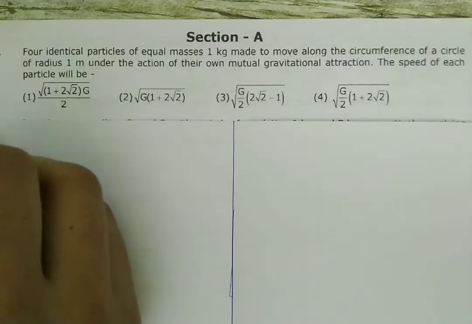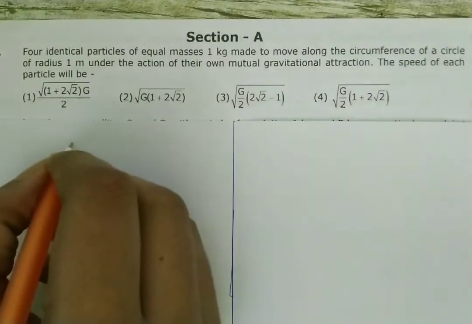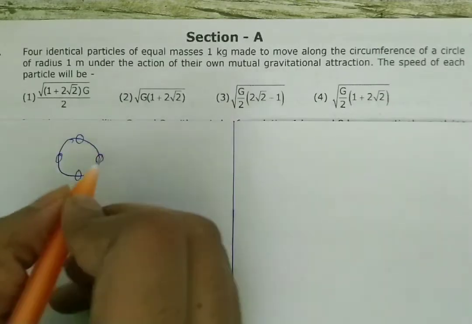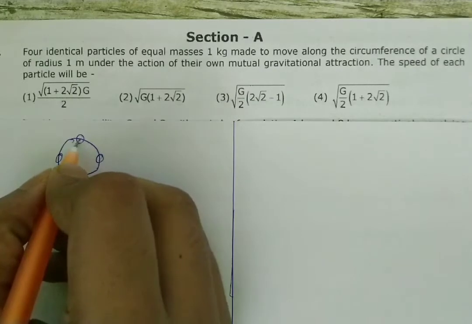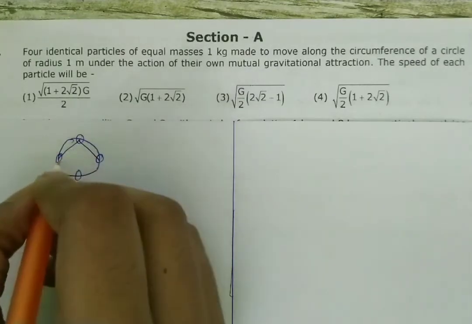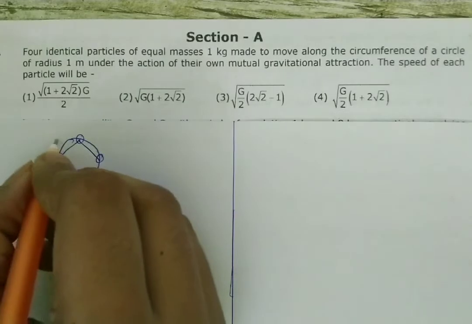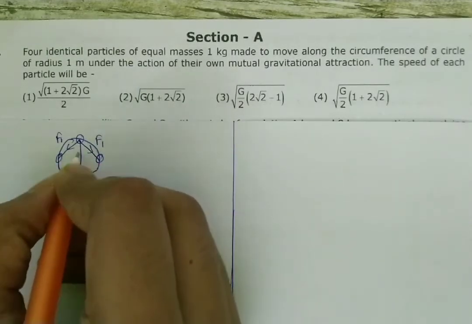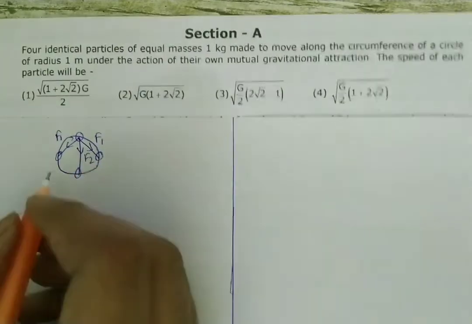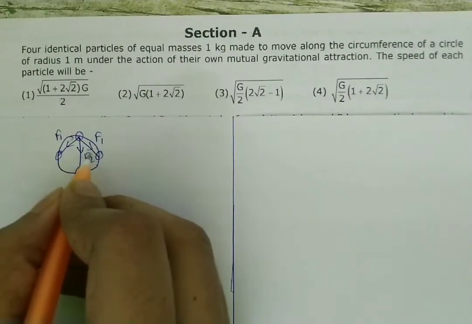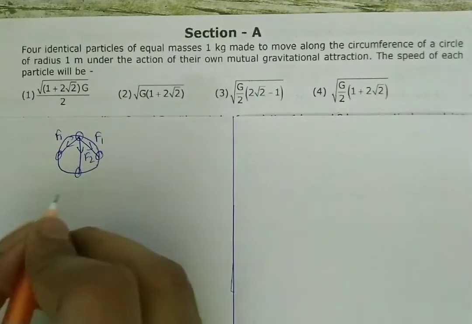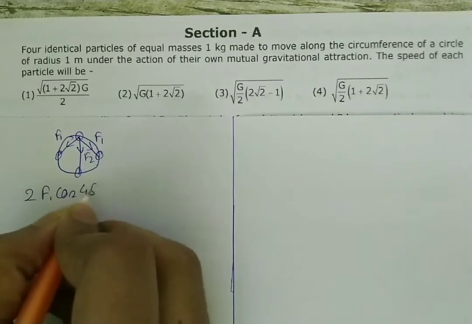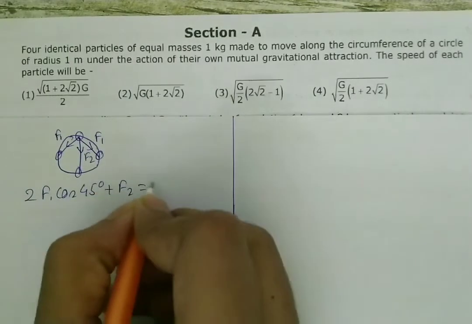This question says that 4 identical particles of mass 1 kg are made to move on a circle. Okay, so this is the figure, and the gravitational force between these two particles will be equal. So let's say this is F1, and between these two particles, let's say this is F2. So the resultant force of these three forces will be equal to the centripetal force. So we can say that 2F1 cos 45 degree plus F2 will be equal to F3.